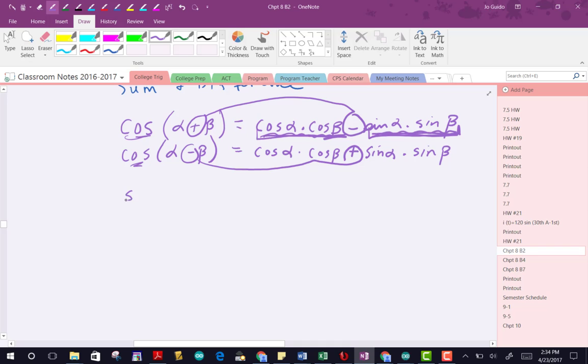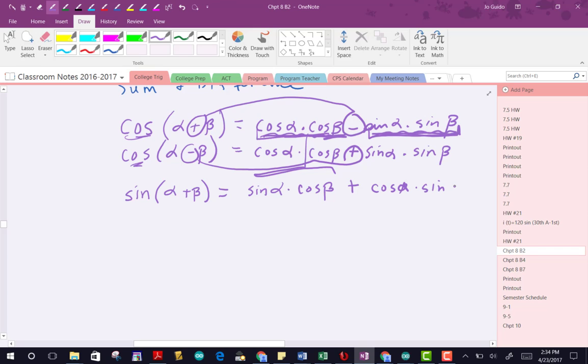So if we have the sine of a plus b, that's equal to the sine of a times the cosine of b. See what I mean by that difference there? And then it's also plus, and then we switch and find the cosine of a times the sine of b. There's the switch.